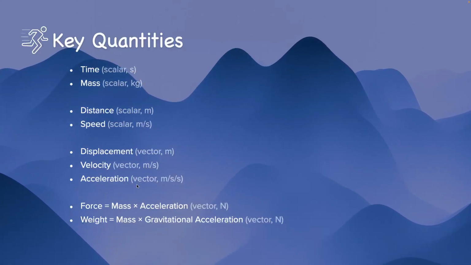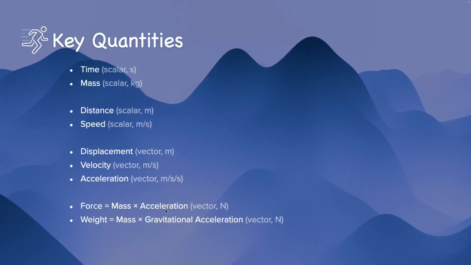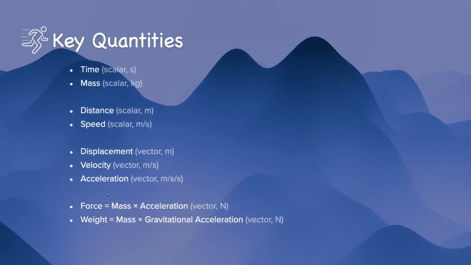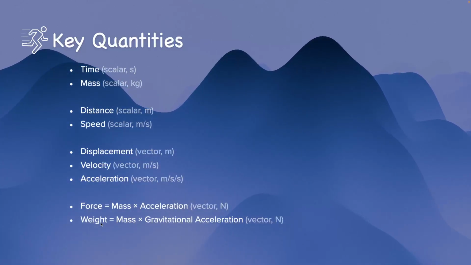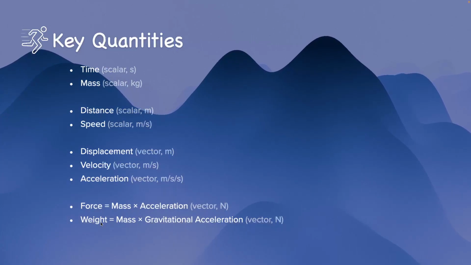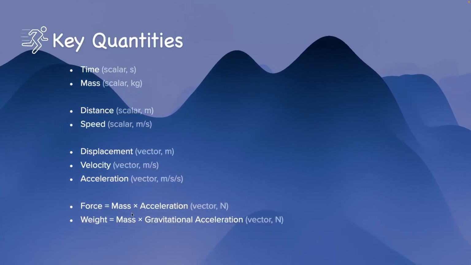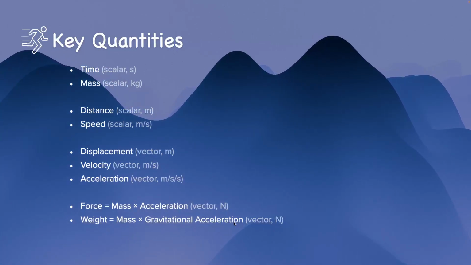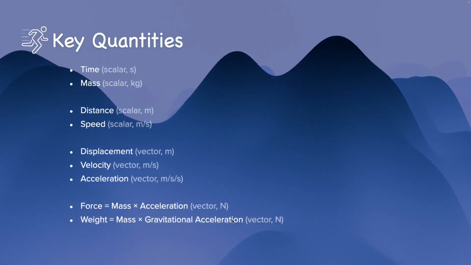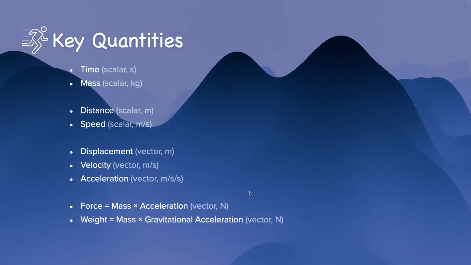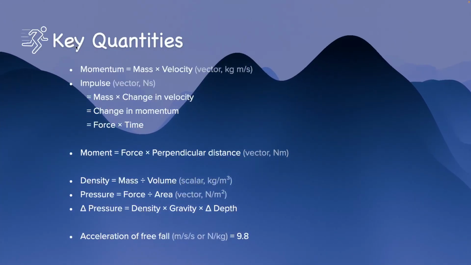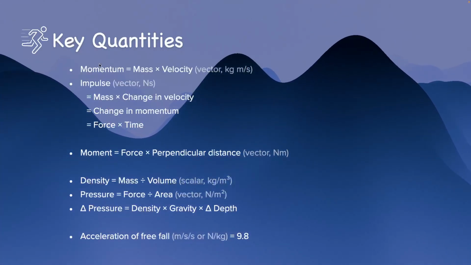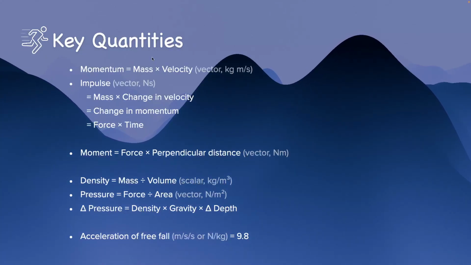Force is mass times acceleration, which is also your push and pull, but it defines what mass you're moving and by how much velocity you're making a change. That is the force. And weight is the gravitational force that acts on any object, which is mass times gravitational acceleration, which is a constant for every object which has gravity. Right. Next up, the next key quantities are momentum, which is mass times velocity.